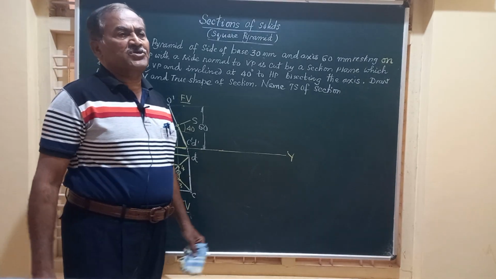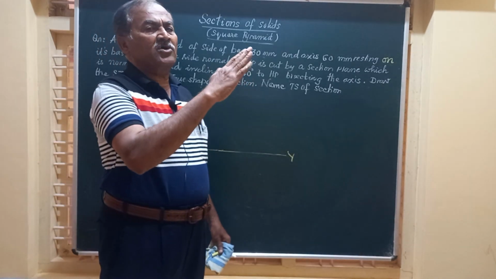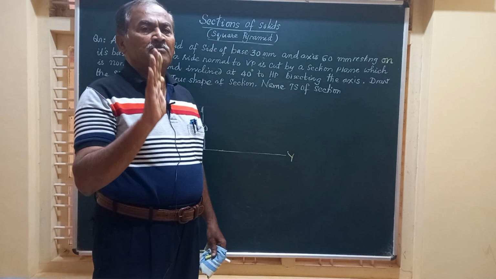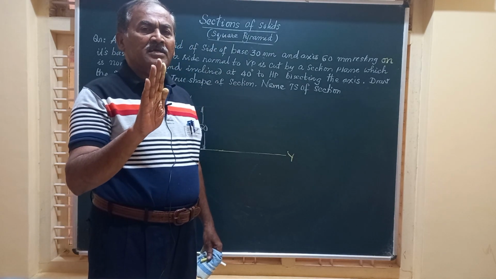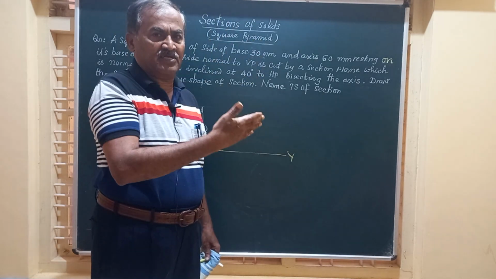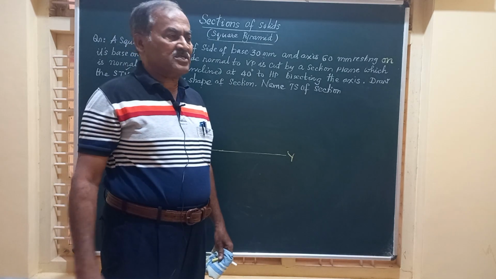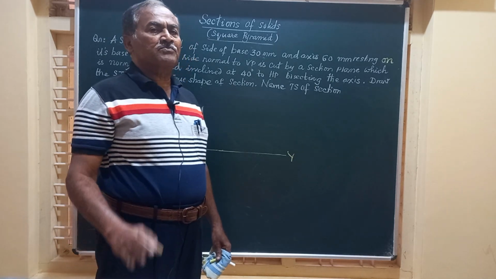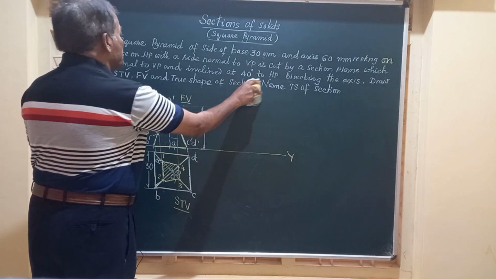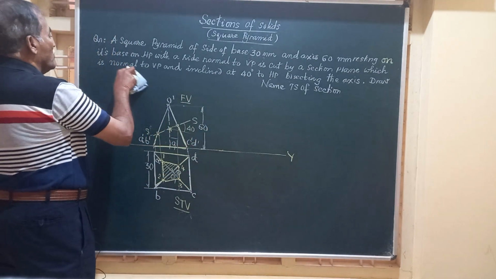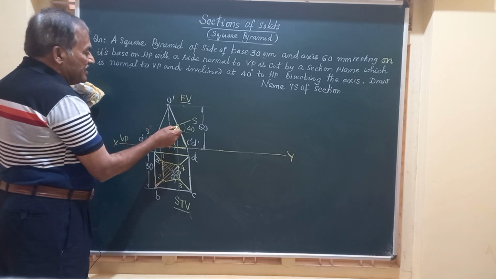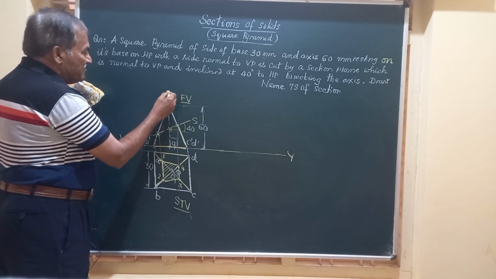What is the meaning of true shape of the section? Whenever any object is cut by a section plane, the mirror image obtained by placing the mirror parallel to that section plane is called the true shape of the section. So friends, the procedure is very simple. To get the true shape of the section, I am going to draw a line parallel to the section plane anywhere convenient outside the figure.